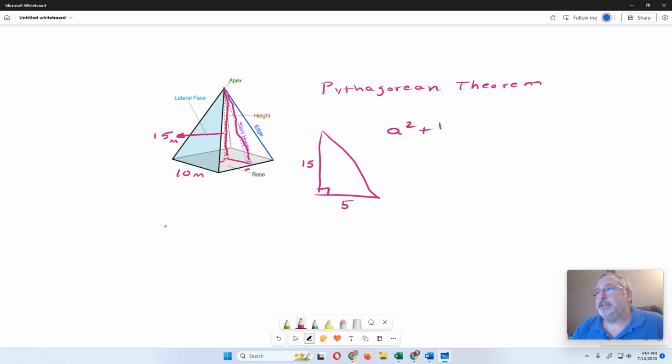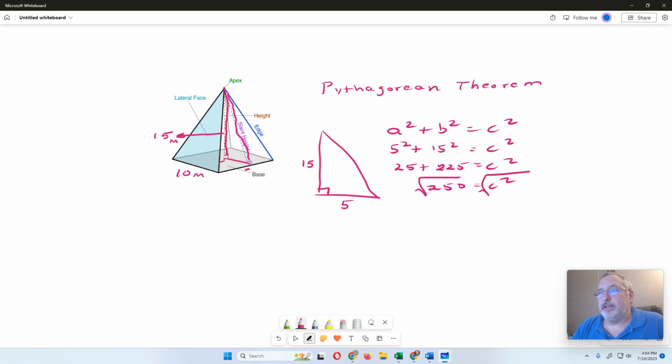A squared plus b squared equals c squared. And so we have 5 squared plus 15 squared equals c squared. 5 squared is 25. 15 squared, 225. And then we get 250. We take the square root at this point.